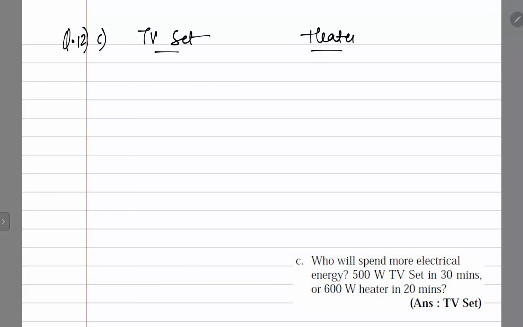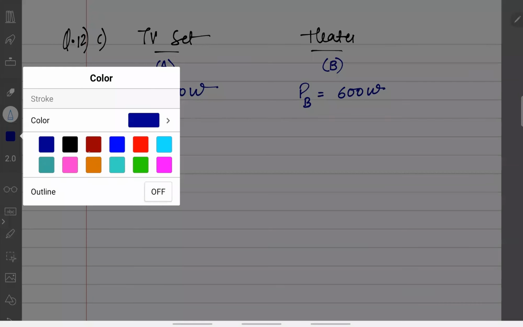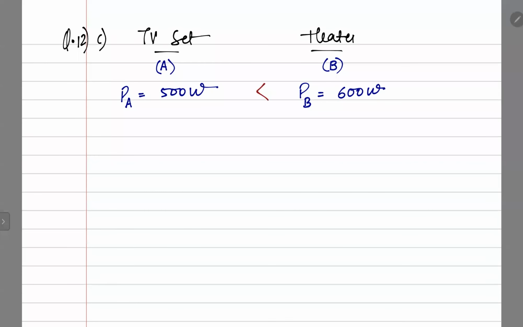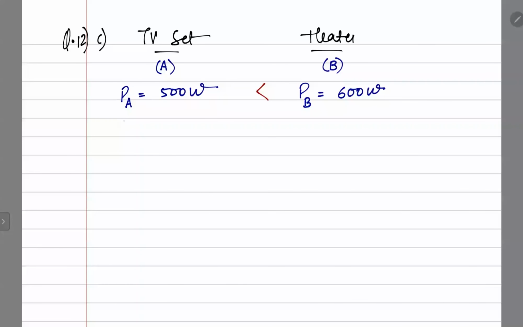टीवी सेट का पावर कितना है? टीवी सेट को मैंने बोल दिया A, हीटर को मैंने बोल दिया B. What is the power of TV set? The power of TV set is 500 watt. What is the power of heater? The power of heater is 600 watt. अगर तुम देखने जाओगे, then you will see that the power of heater is more than the power of TV set. That is power, but energy is given as power into time.